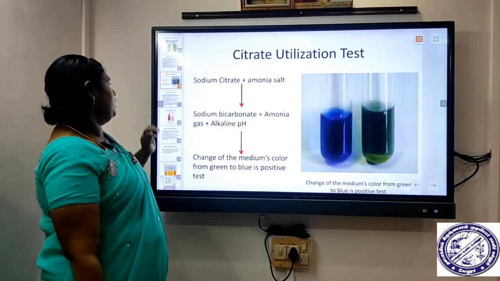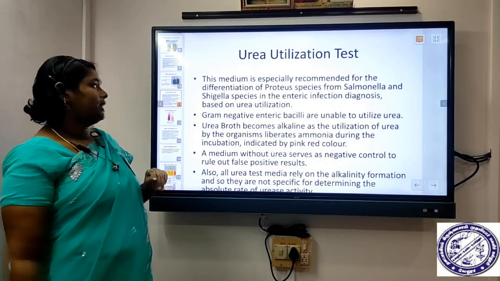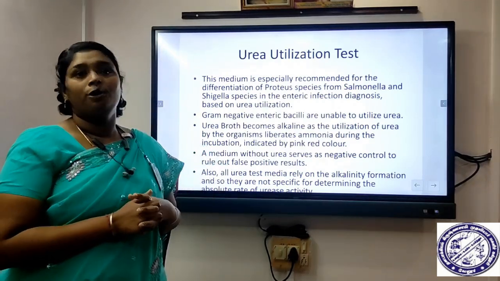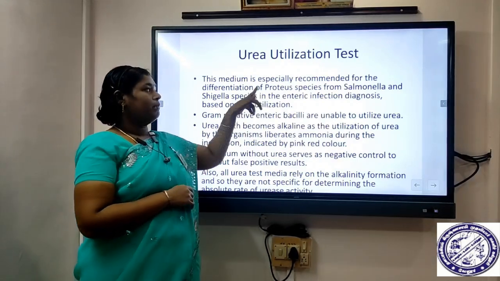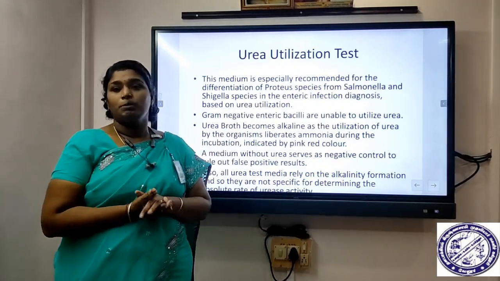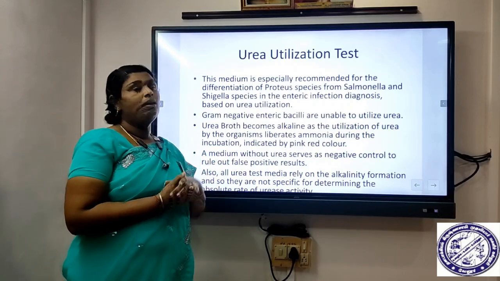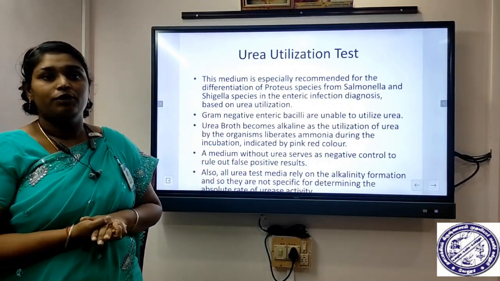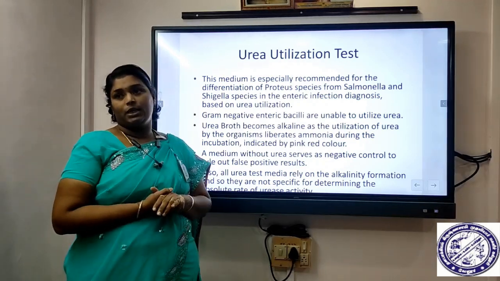So the next test is the urea utilization test. This is also recommended for certain kinds of Enterobacteriaceae family, especially the Proteus species. Okay, so Proteus is positive for the urease test. Some other Enterobacteriaceae are negative for the urea utilization test.